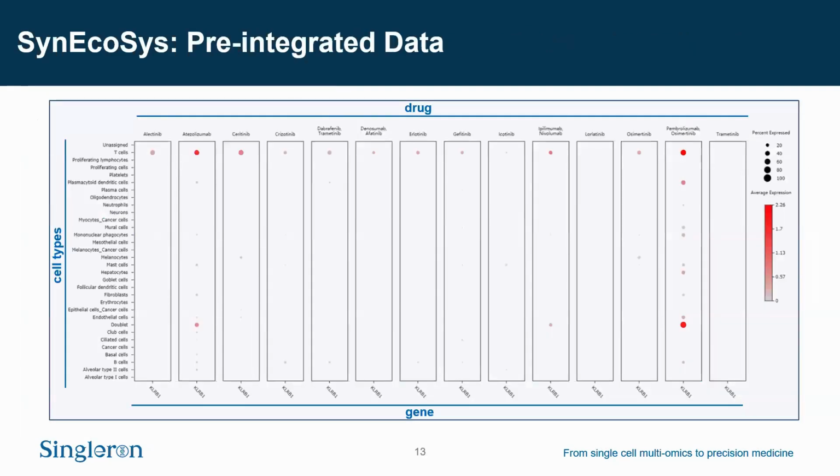This is what it would look like in SynEcoSys. We see expression of our gene in various cell types in relation to treatment with 14 different drugs. In one view, we get the answer to our question from 14 distinct publications and 14 individual datasets.